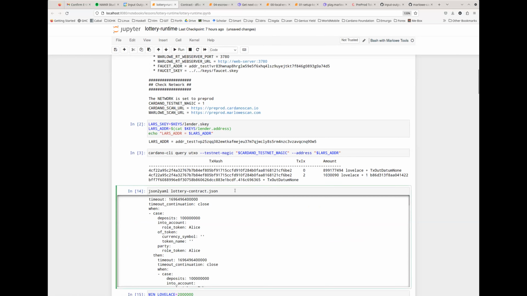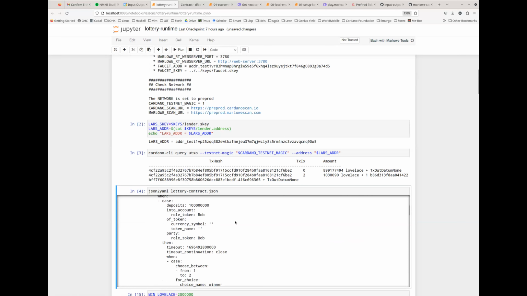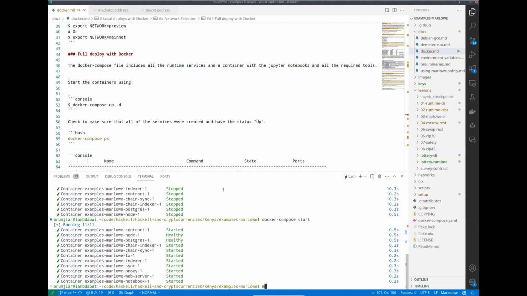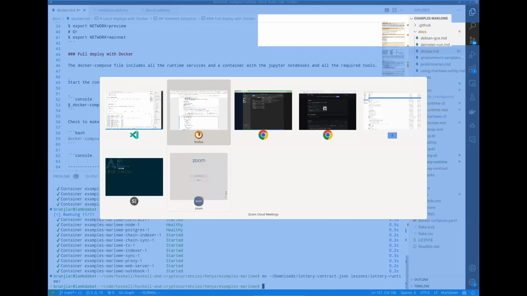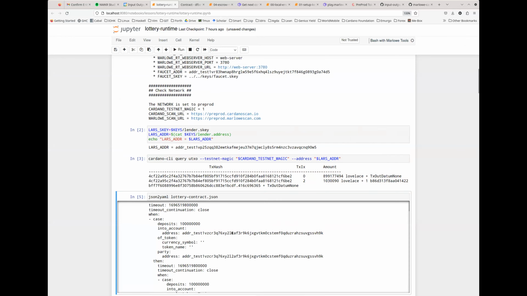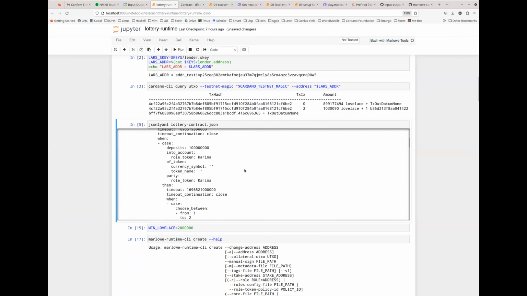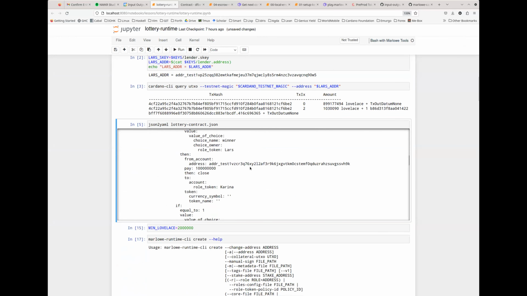Okay, so this should work now. This just displays the contract that I downloaded from the playground. No, it somehow doesn't. Probably I haven't copied it yet. Sorry, that's the old one from a prior experiment. So I must copy it at the right point. Let's do this again. Yes, so now there's no longer Alice and Bob. Now it's Lars and Karina and Robertino's address.